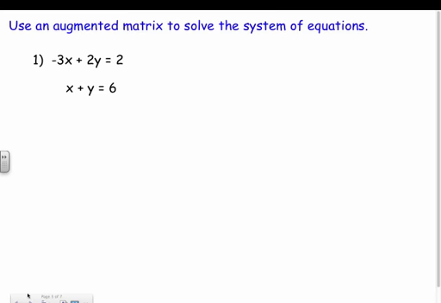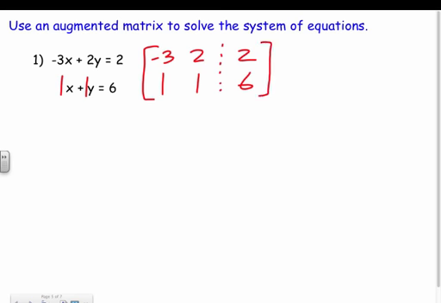Use an augmented matrix to solve the system of equations. So the first thing we have to do is write an augmented matrix. So I'm going to go ahead, put my brackets, negative 3, 2, 2. There's my first equation. Then I have a 1, right, imaginary 1 in front of that y, and 6. And then I put my dash where the equal sign's at. There's my augmented matrix.